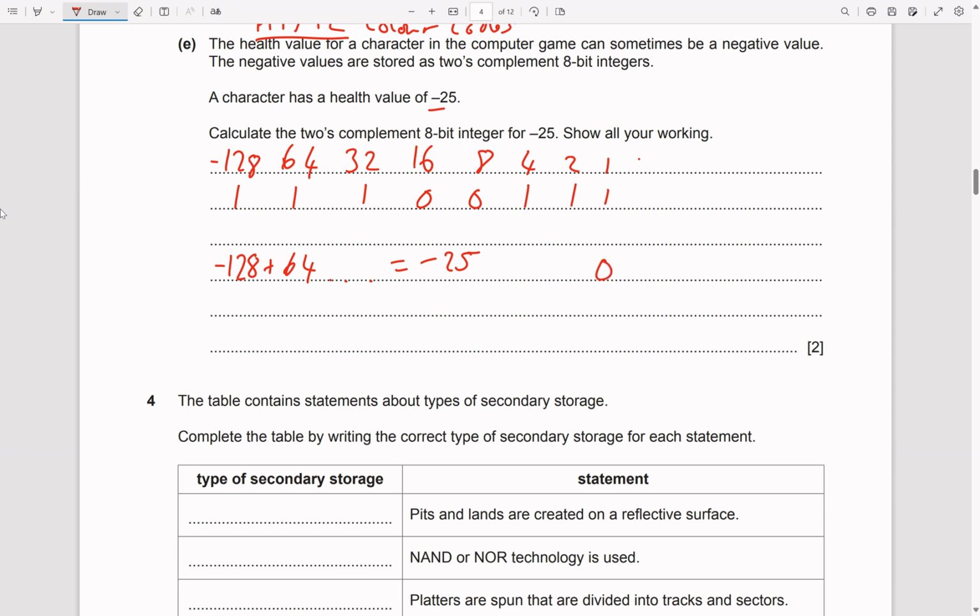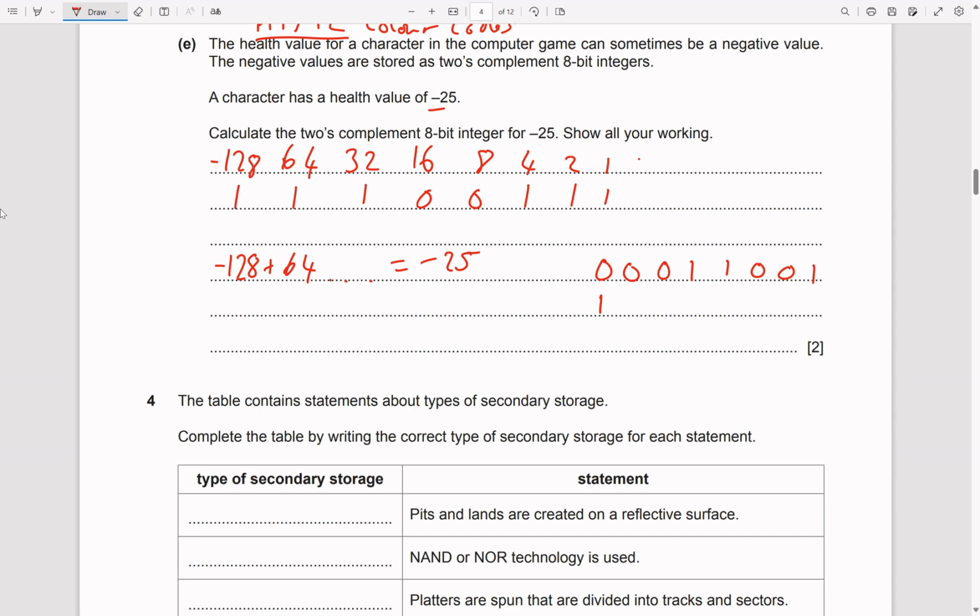But positive 25: there's no 128s, no 64s, no 32s. There will be a 16, there will be an 8, no 4s, no 2s, and then there will be a 1. That should be fine. So this is positive 25. Then to convert this to negative 25, there are 2 steps. First, we want to flip the bits, or invert the bits. Then we want to add 1.